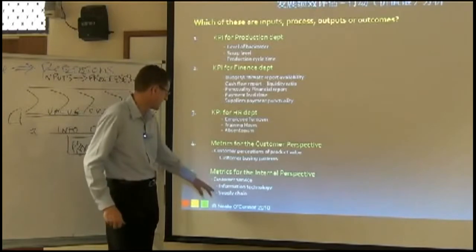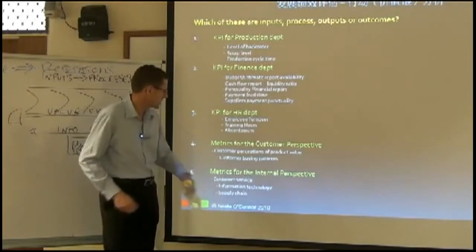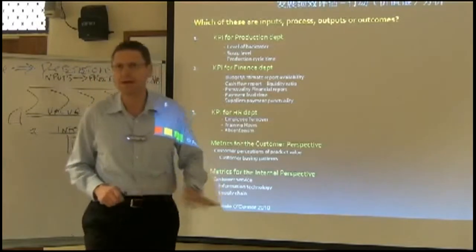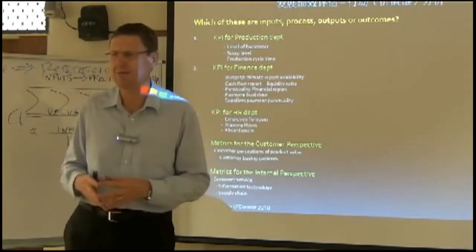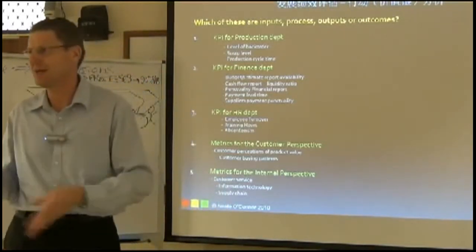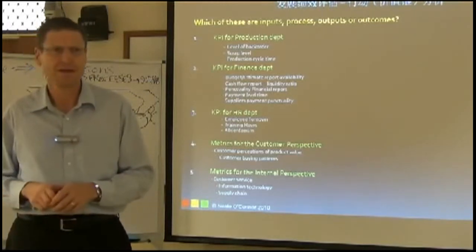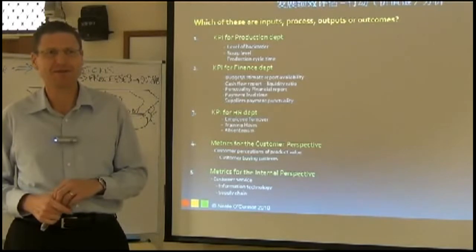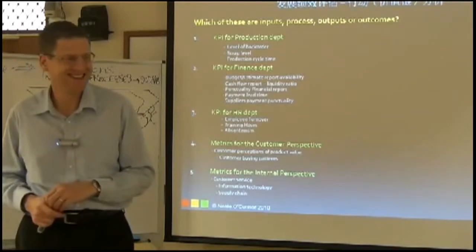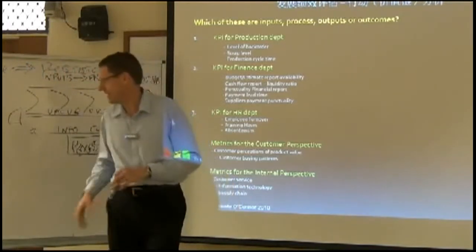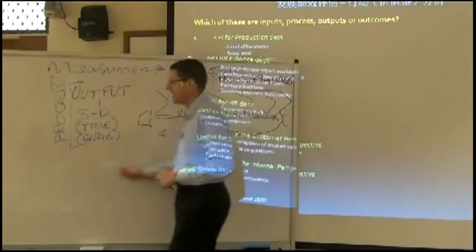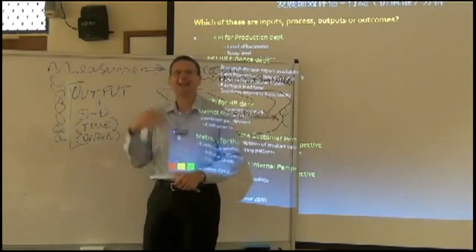So metrics for the internal process. Supply chain, that's not very clear. It's not very clear because it's not telling you anything. So we can pass on that last one. That's a bad one. Long story short, we're going to have a break now.